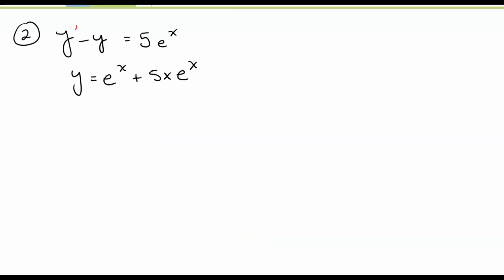In this next example, we're following kind of the same process. What I'm going to do is isolate our y prime. That'll make it a little bit easier to work with. I can rewrite this and say that y prime will equal 5e to the x plus y. So this is what we're going to verify.